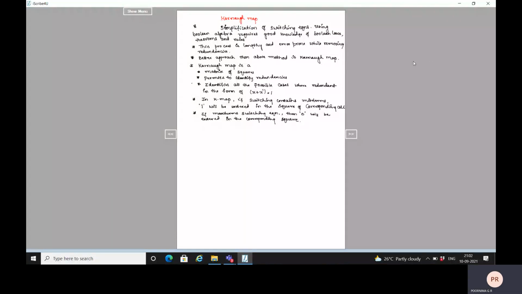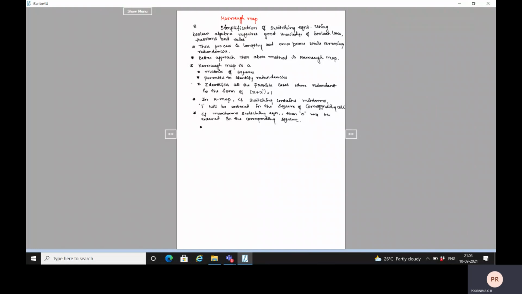Basically, in the earlier lectures, we have seen any given switching equation can be solved by removing the redundancies, by applying the Boolean laws, theorems, and rules. But when a given switching equation is simplified using these Boolean laws, theorems, or rules, the process is very lengthy. Hence, a better approach than the above method is the Karnaugh map.